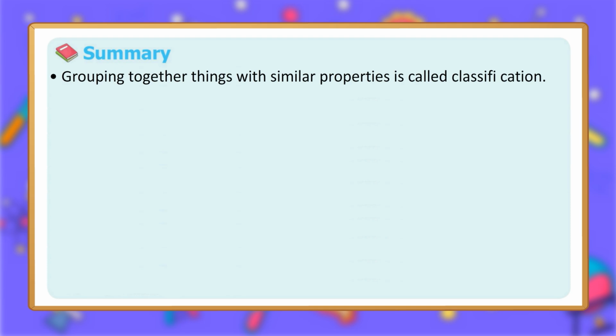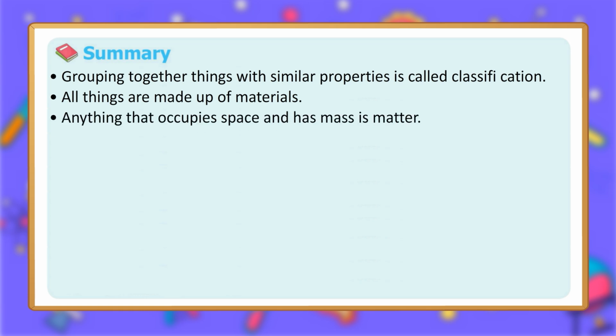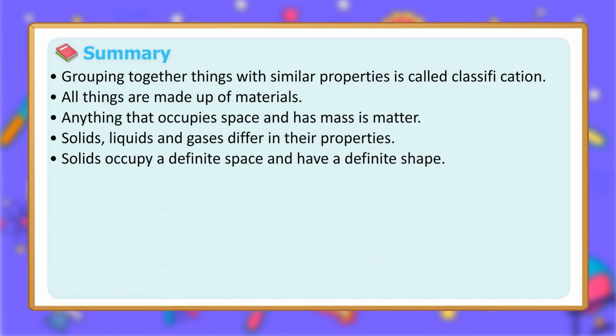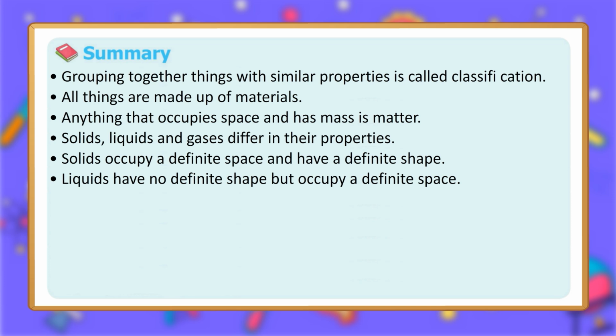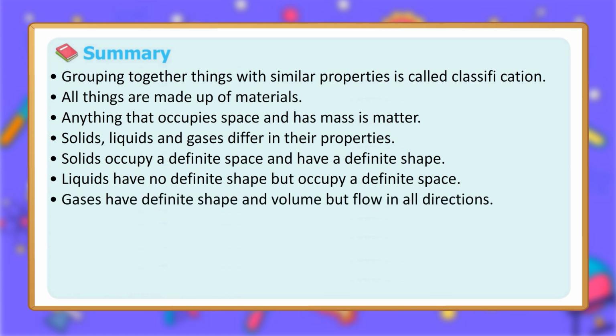Summary. Grouping together things with similar properties is called classification. All things are made up of materials. Anything that occupies space and has mass is matter. Solids, liquids and gases differ in their properties. Solids occupy a definite space and have a definite shape. Liquids have no definite shape but occupy a definite space. Gases have no definite shape or volume and flow in all directions.